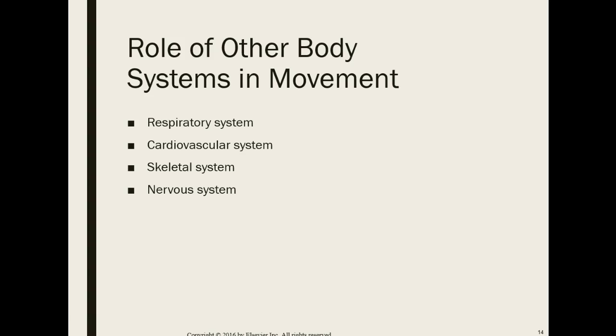There are multiple different body systems that are involved within the muscular system, to the point where the muscular system wouldn't be able to function without these different body systems. So the respiratory system is responsible for our oxygen production, which is required for movement. The cardiovascular system provides the blood to the muscles. The skeletal system, without that, the muscles wouldn't have anything to move. And then the nervous system is responsible for those impulses that cause that sliding filament model to take place.